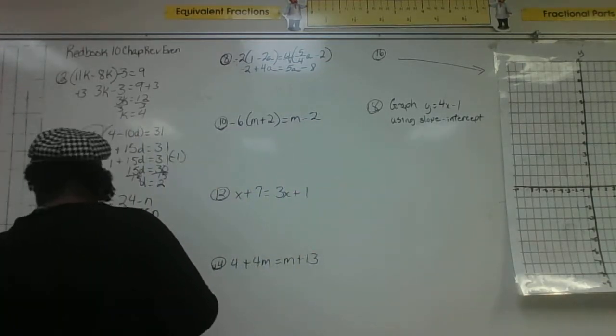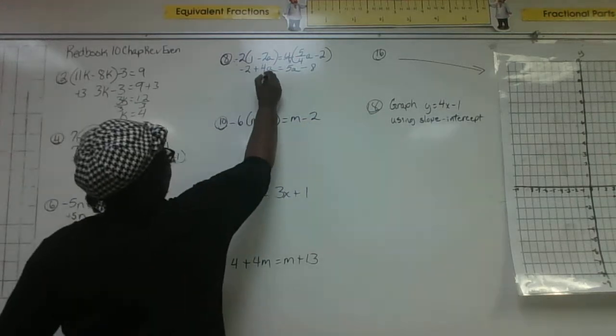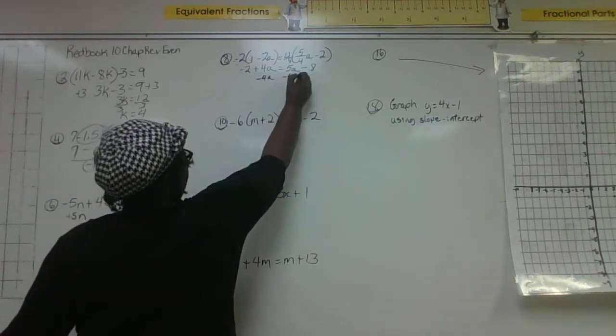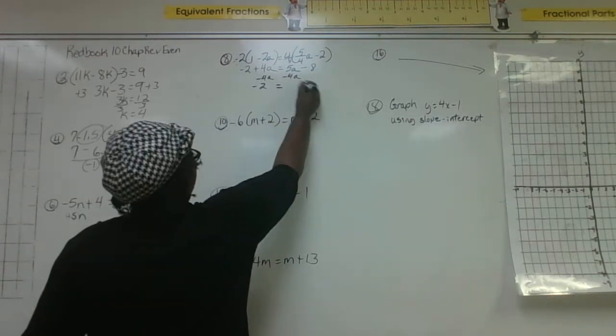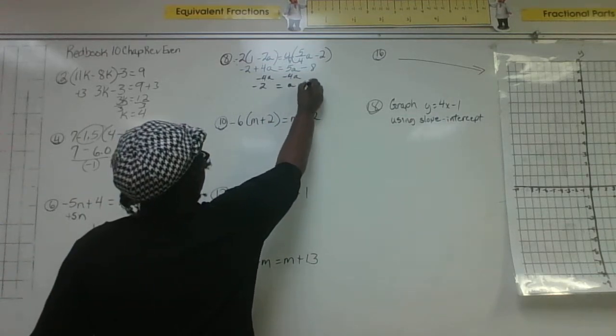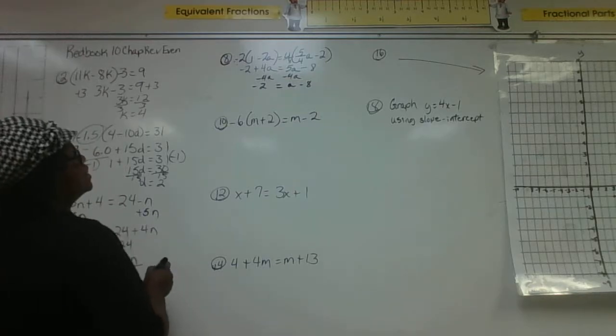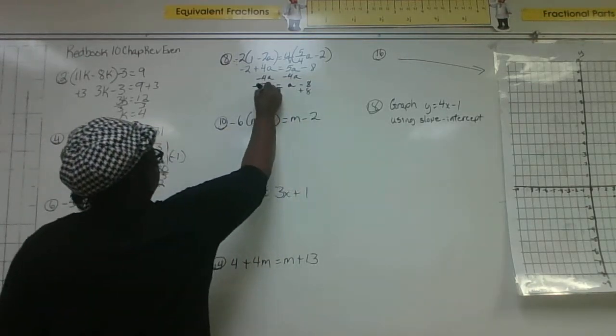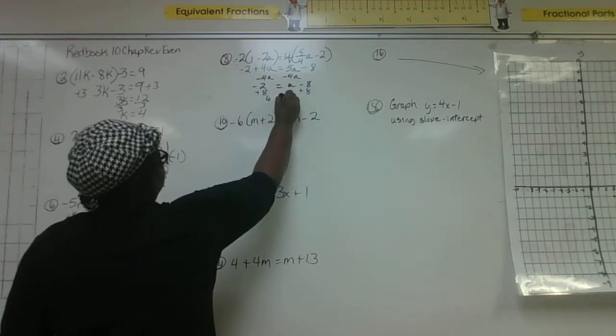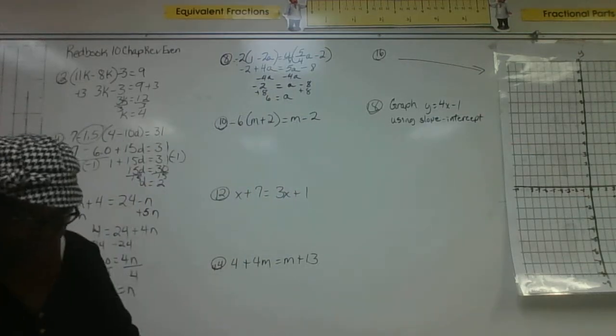Here, we're going to move the 4a over here, okay? And then we have a negative 2 is equal to, in this case, we have a minus 8, all right? Then we're going to move the 8 over here by plus 8, and that's going to give us 6 is equal to 8. And that's for number 8.